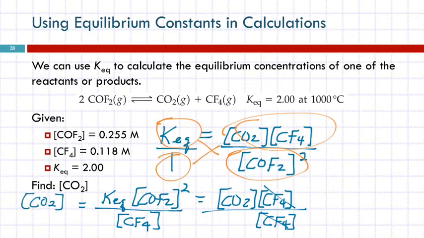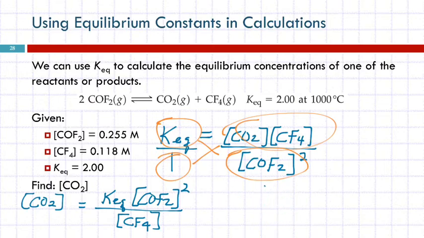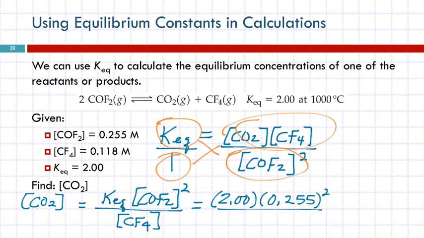So I'm running out of space, so I'm going to cheat a little bit. So there's my equation. I just neatened it up a little bit. Now I'm going to plug the numbers in. So KEQ is 2, and COF2 is 0.255, and that's squared, and that's divided by CF4, 0.118.